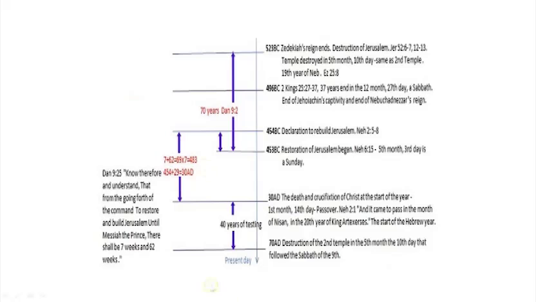From the declaration to rebuild Jerusalem to the death of the Messiah, 483 years transpired. We just found out that AD 30 is when Christ was crucified. That's when the Messiah was crucified. Once we recognize that, now what we have to do is figure backwards.